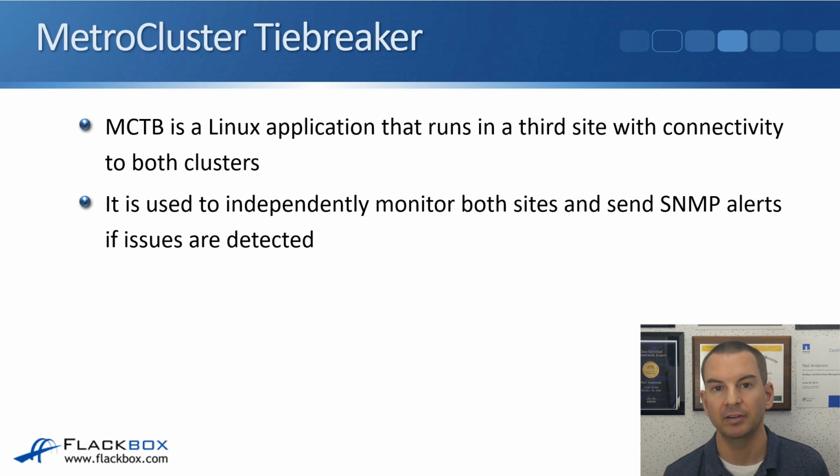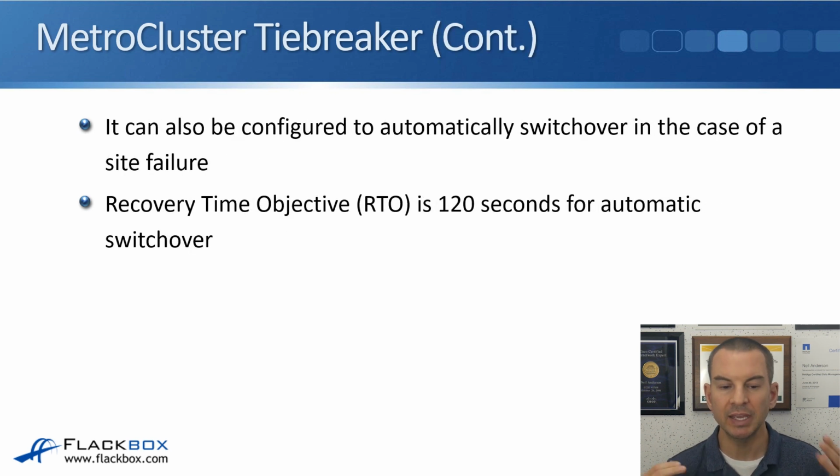It's used to independently monitor both sites and send SNMP alerts if issues are detected. It can also be configured to automatically switch over in the case of a site failure. So you can have it configured where it's just going to give you a notification if it looks like things are down, or you can have it where when things are down, it will actually trigger a switchover automatically. Recovery time objective is 120 seconds for automatic switchover.